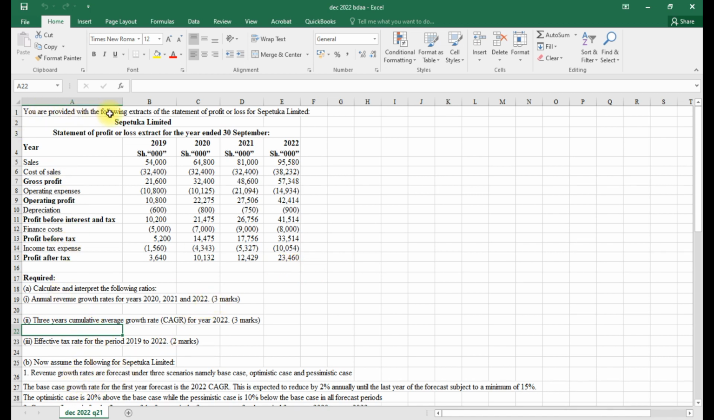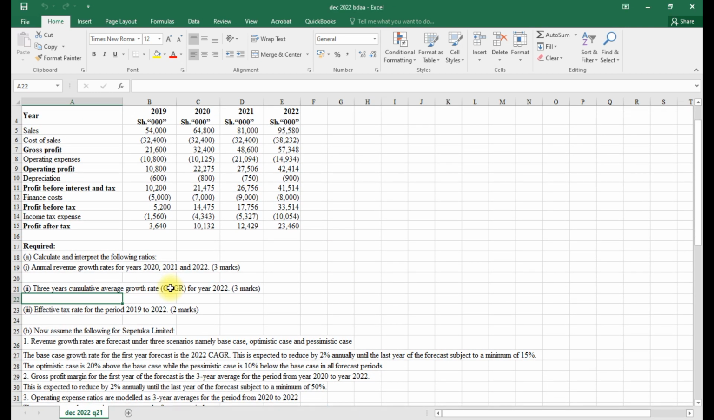We have been provided the following extracts of the statement of profit or loss for Sepetuka Limited. So we have the Sepetuka Limited statement of profit or loss extract for the year ended 30 September, 2019 to 2022. We have been given all the items, from sales until profit after tax. We are required to calculate and interpret the following ratios.